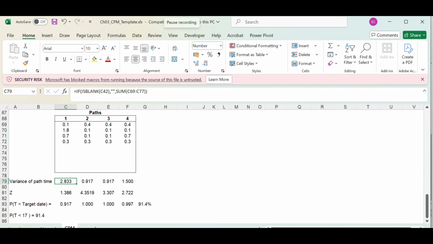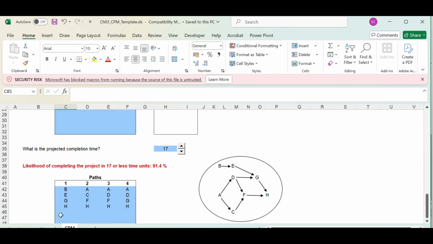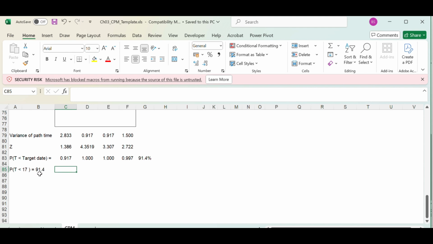We summed up the activity variances for each path and calculated the variance of each path. Further, we calculated the z value. How did we calculate the z value? The z value is t minus mean by square root of variance. Now, from the probability distribution table, according to this z value, we found the corresponding values for the normal distribution. Further, we multiplied all these probabilities to calculate the final probability, that is, the probability that the project will get completed before 17 time units, and we calculated that it is 91.4 percent.